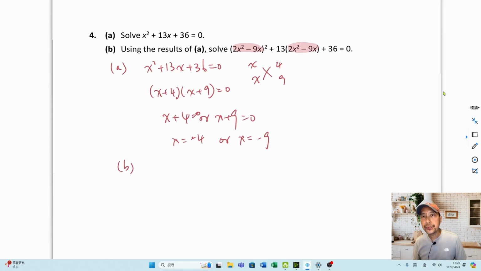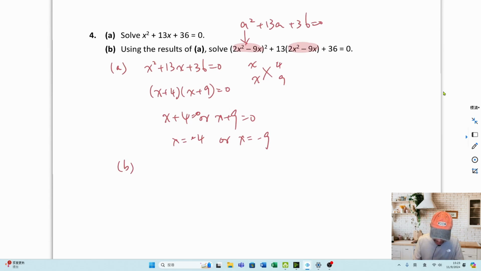You can imagine if we change 2x squared minus 9x to another letter like A, the equations will become A squared plus 13A plus 36 is 0, right? So we try to simplify these equations by using A to replace 2x squared minus 9x.